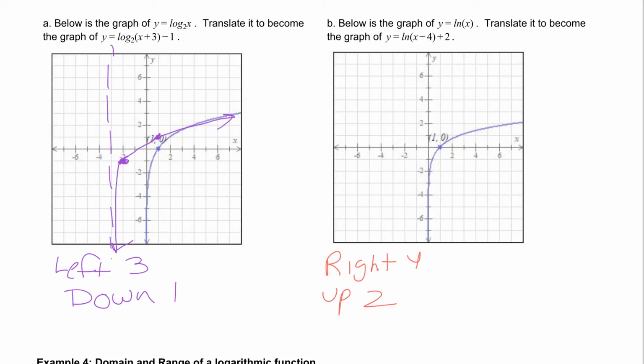So if we move our asymptote first, remember our asymptote is at x equals 0 to start. If we go up 2, it's not going to change our function, but if we go right 4, we get our asymptote here at x equals 4. So let's start with that. Then if we take our point 1, 0, we're going to move it to the right 4, 1, 2, 3, 4, and up 2, 1, 2. So we have the point 5, 2.